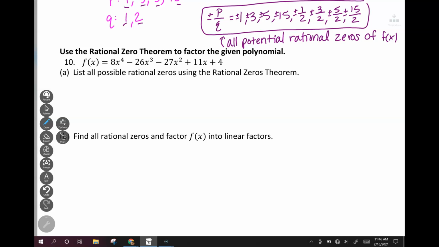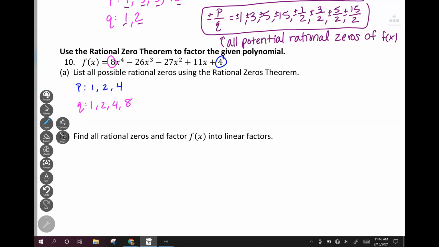All right, let's see how this can be applied to factor a polynomial completely. So you've got your polynomial here, and it says to use the rational zero theorem to factor the given polynomial. First, you want to list the possible rational zeros using the rational zeros theorem, just like we just did. Your p's, again, are the factors of the constant term, so 1, 2, and 4. Your q's are the factors of the leading coefficient, so that is 1, 2, 4, and 8.